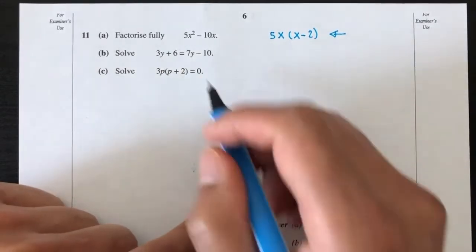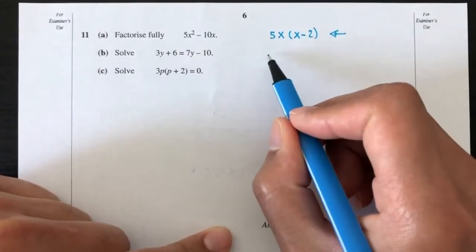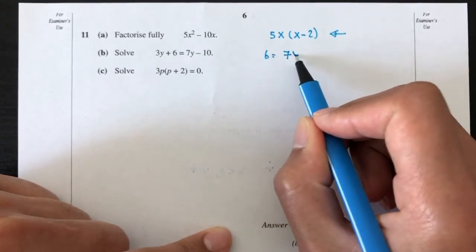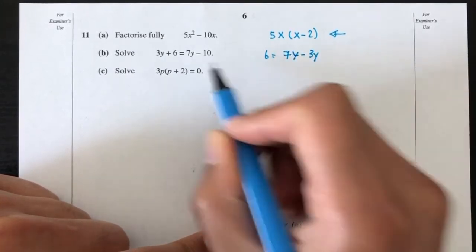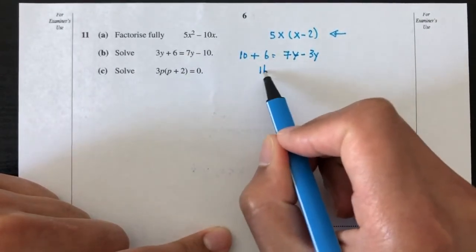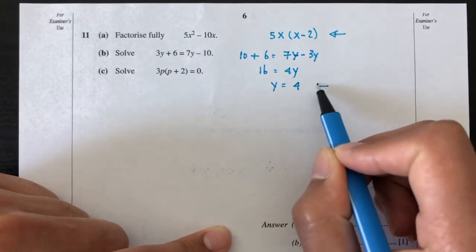Now for this one, we have to solve. We have to find the value of y. So let's send this one over here. It will become 7y minus 3y. And this one will send over here, become plus 10. 16 equal to 4y. So y becomes 4.